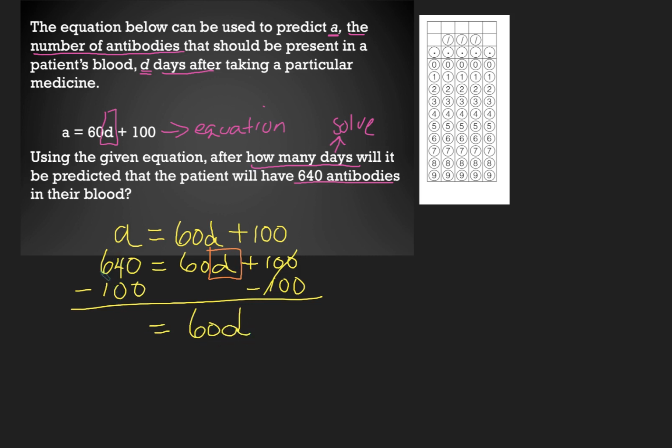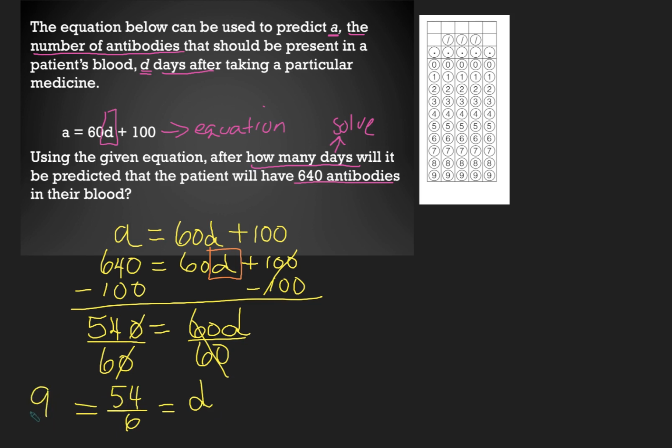And this is a lovely subtraction. Very simple. 0, 4, and 5. And solving for D, I'm going to divide both sides by 60. The zeros here cancel, so it's basically 54 divided by 6, and that is an easy division. 54 divided by 6 is 9.